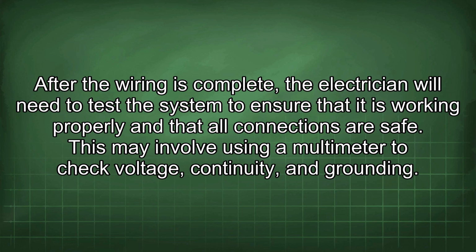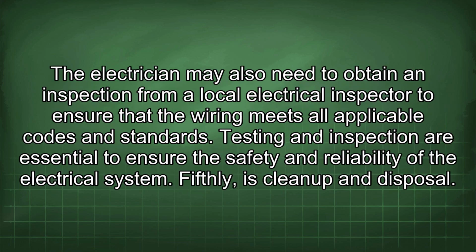After the wiring is complete, the electrician will need to test the system to ensure that it is working properly and that all connections are safe. This may involve using a multimeter to check voltage, continuity, and grounding. The electrician may also need to obtain an inspection from a local electrical inspector to ensure that the wiring meets all applicable codes and standards. Testing and inspection are essential to ensure the safety and reliability of the electrical system.